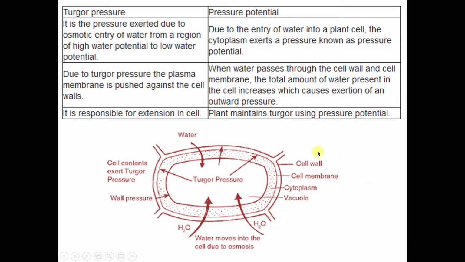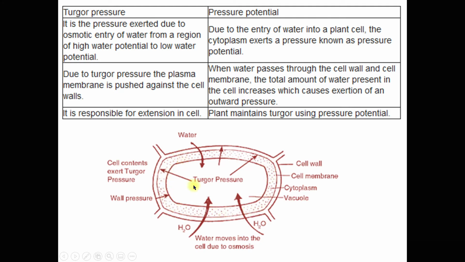Now if you're wondering about the difference between turgor pressure and pressure potential, to cut short, when water diffuses into the plant cell by osmosis, the cytoplasm will gain pressure. That is the pressure potential. Because the water already goes in, that gives the cytoplasm of the cell pressure.